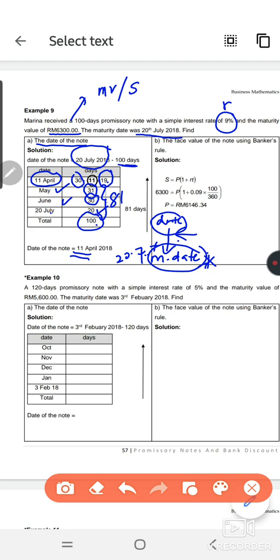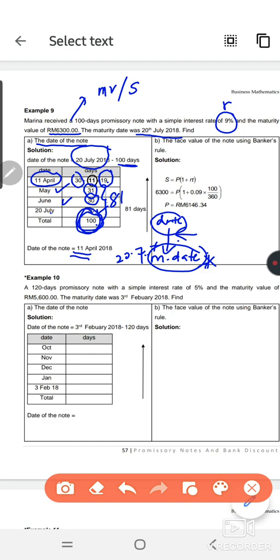Maknanya dia bagi tarikh akhir, awak kena kira tarikh yang awal. Kalau sebelum ni dibagi tarikh yang awal, awak kena kira tarikh yang akhir kan. So tarikh tu awak just tambahkan. Cuma yang ni dia kena kira one by one. Okay. So yang ni date of the note. Okay, so faham maknanya total dia ni kita kena make sure dia 100 hari tempoh tu. Tapi dia dah bagi dah tarikh akhir dia adalah 20 Julai.